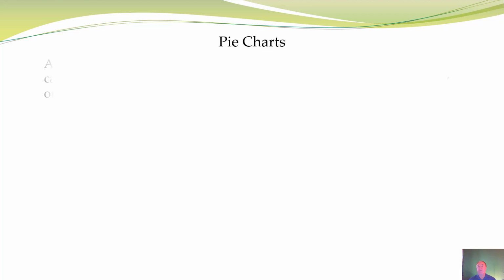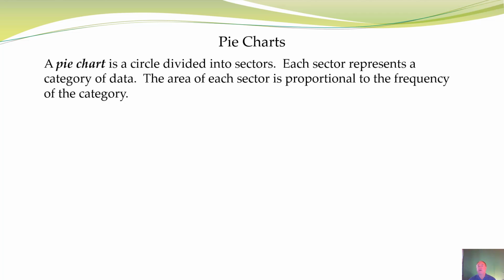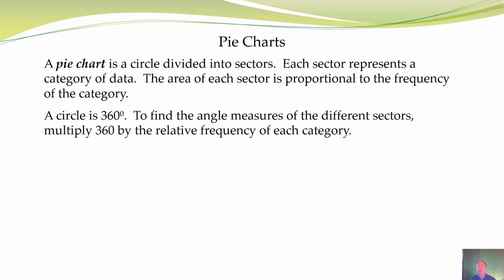Pie charts. A pie chart is a circle divided into sectors. Each sector represents a category of data. The area of each sector is proportional to the frequency of the category. A circle is 360 degrees. To find the angle measures of the different sectors, multiply 360 by the relative frequency of each category.